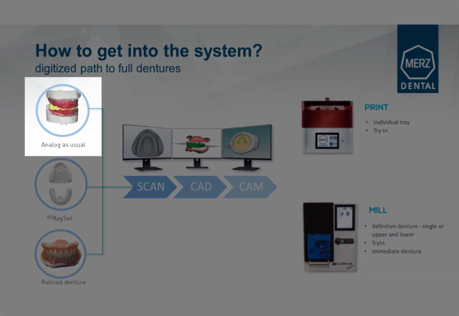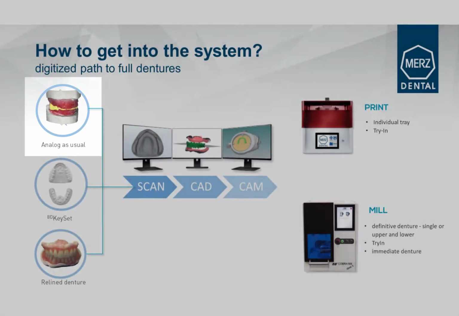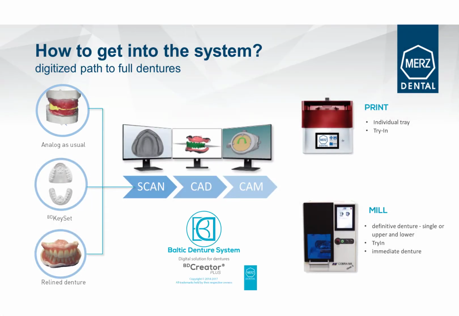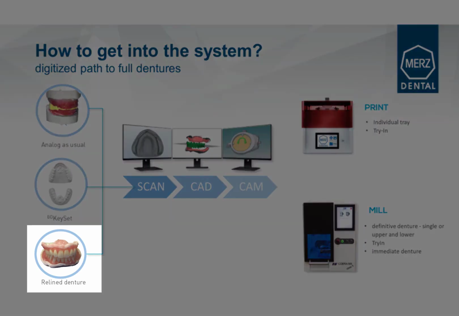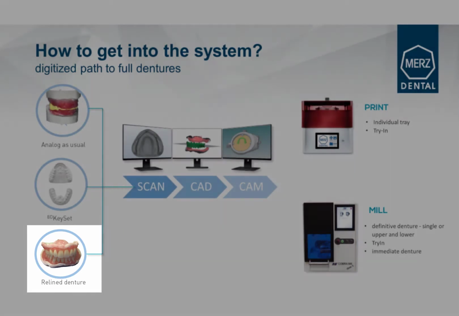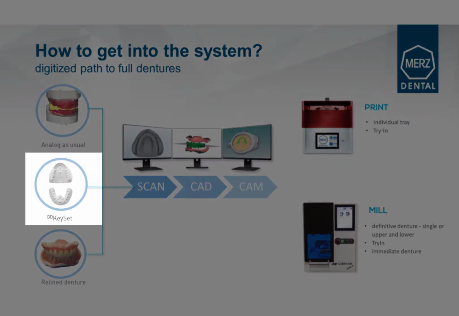The first option is to create all documents as before, scan the model situation set in an articulator and import the data into the BD Creator Plus software. The second possibility is the relining of already worn dentures and the jaw situation, as well as scanning the dentures that are fixed to one another. The third version is the use of a set of templates specially tailored to the system, the BD Key.